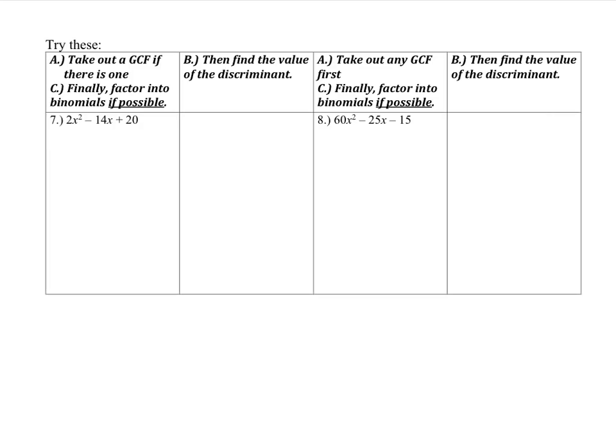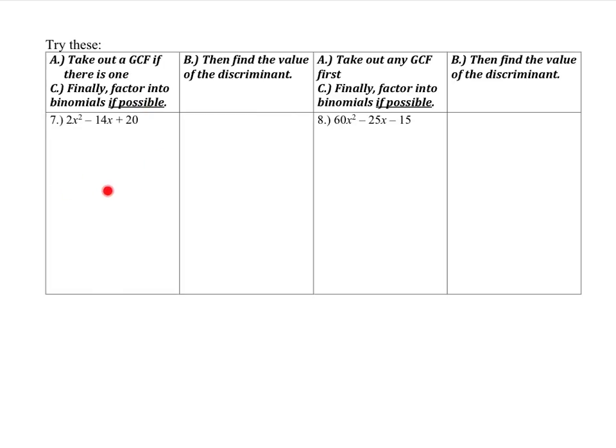So now when you get your homework tonight, you're going to need to follow these directions. So notice my directions up here. A, take out a GCF if there is one. If there isn't one, we're going to go over to B and then find the value of the discriminant. You're going to do B for every single problem. You're only going to do A for problems that have GCFs. So I want you to go in this order, A, B, C. And then once you find the discriminant, then finally factor into binomials if possible.